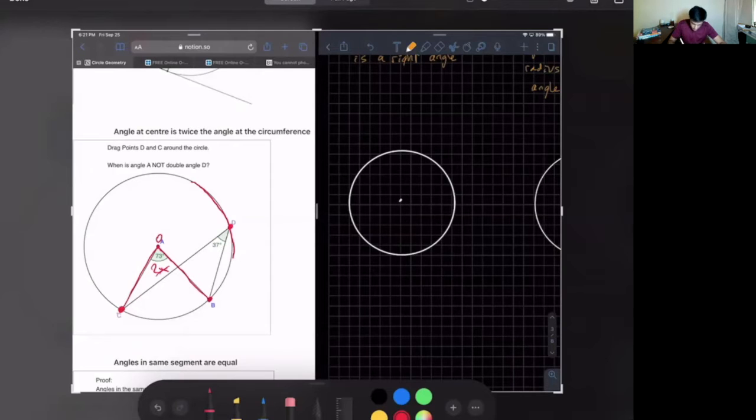It's 2 times. Because of rounding, it's not showing twice, but this should be 74, I think. Yeah, but I'll edit this and I'll show you guys. So this is the rule, which means this angle between the circumference and the center is 2x of this. All right, that's the rule.